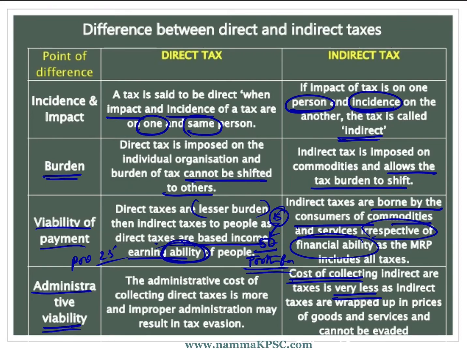Whereas direct taxes, you have to declare your income. If you start hiding your income, the government will not be able to collect that revenue. The administrative cost is more. If improperly administered, there will be tax evasion. You will show less income and you will pay less tax. So administratively, which is good? Indirect tax. But in terms of welfare, which is good? Direct tax. Indirect tax is not welfare oriented because it does not discriminate between rich and poor. Okay. So this is what it is.